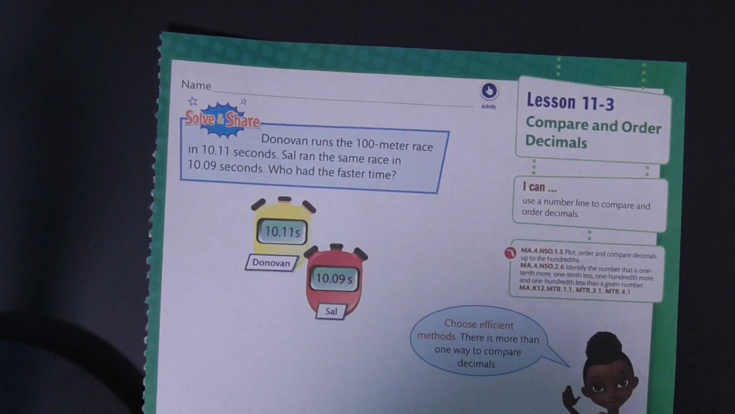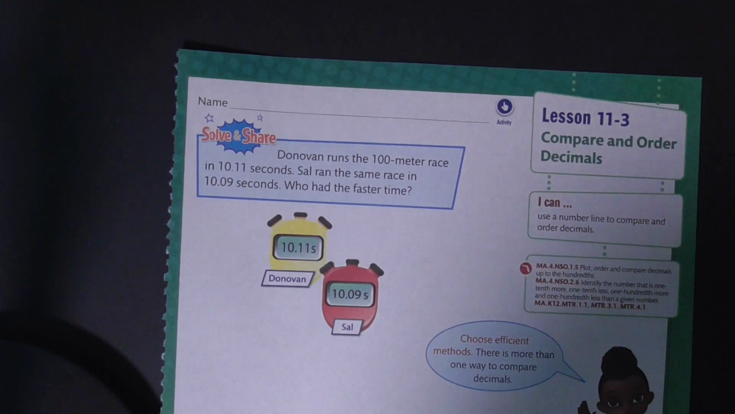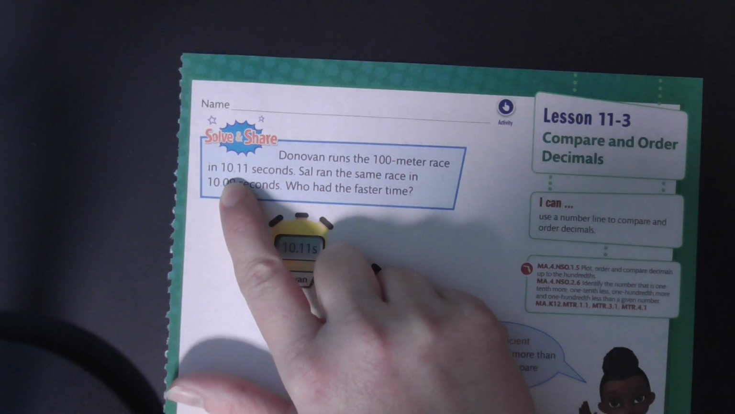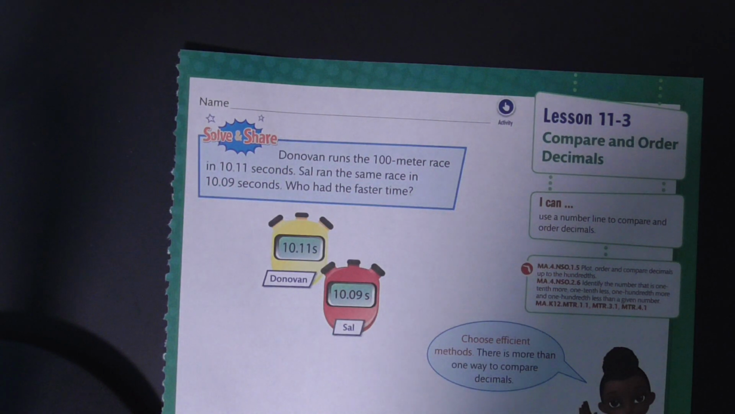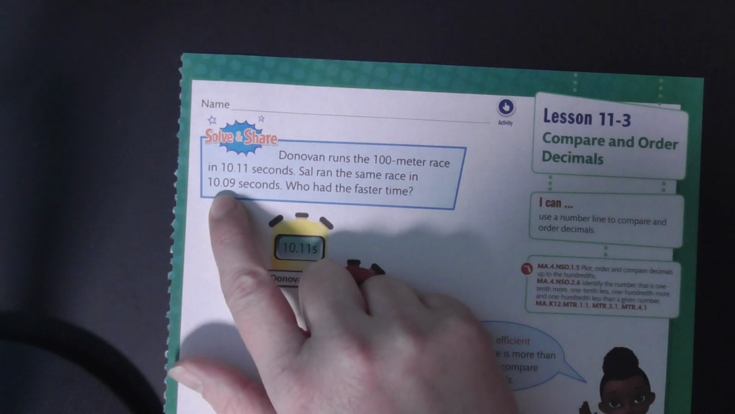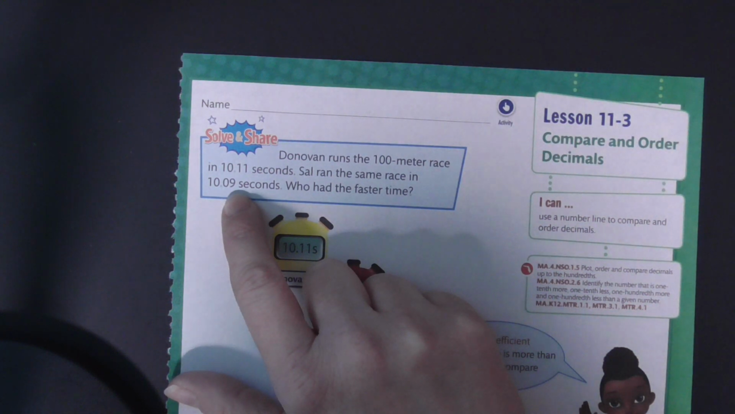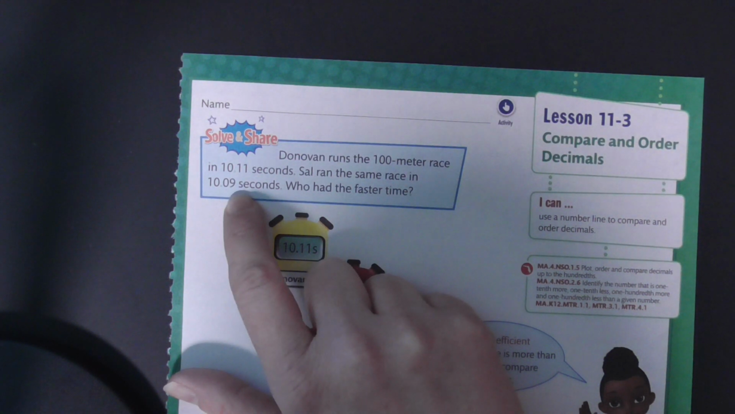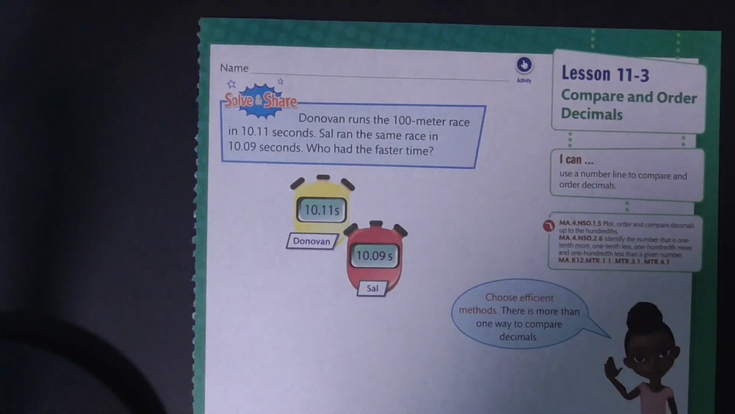All right, so the solve and share says, Donovan runs the 100-meter race in 10.11 seconds. Or this could be read as 10.11 hundredths. Sal ran the same race in 10.9 seconds, or 10.9 hundredths. We say hundredths because the 9 is in the hundredths place, 2 spaces to the right of the decimal. Who had the fastest time?